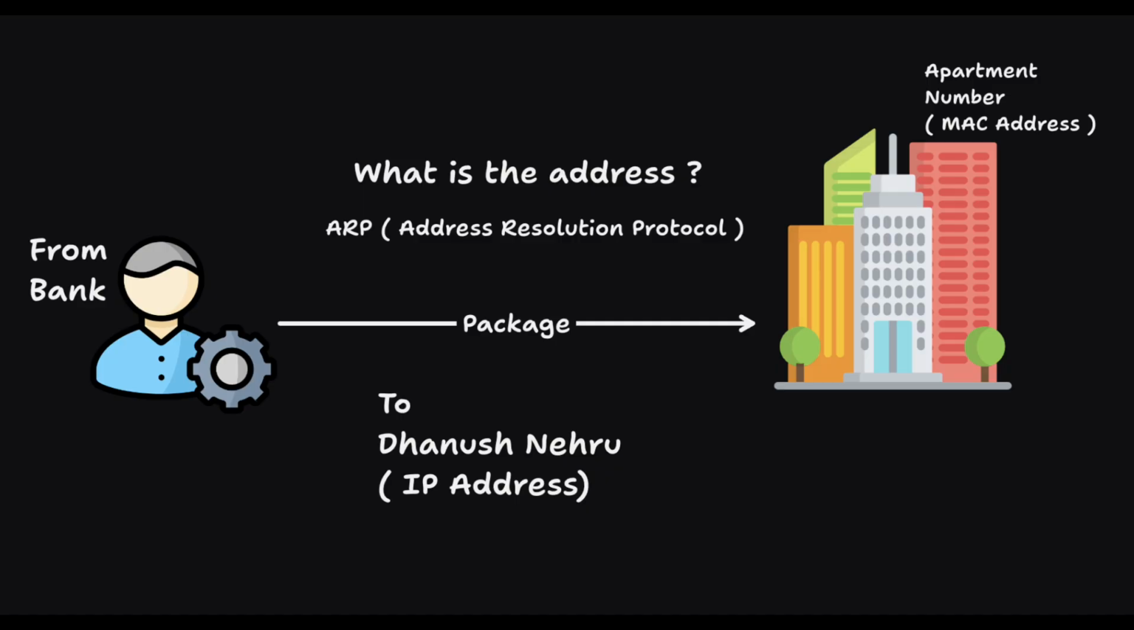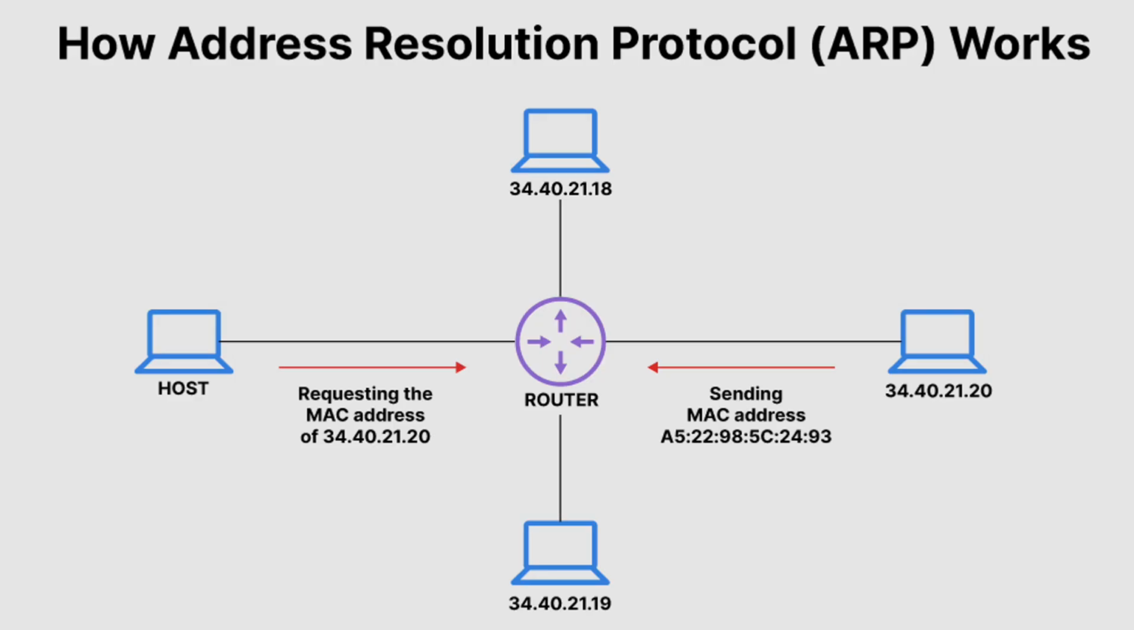When you want to send a package to someone in a building, you first ask the doorman, ARP, Address Resolution Protocol, for the apartment number, MAC address, because you only know the person's name, IP address. ARP links IP addresses to MAC addresses, allowing devices to communicate on a local network. However, it's vulnerable to attacks like man in the middle, where a hacker intercepts or alters communication between devices.